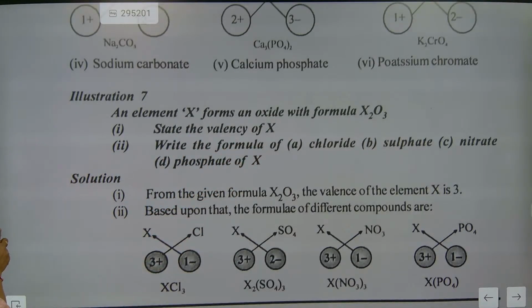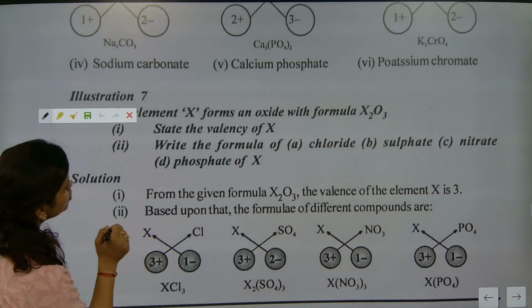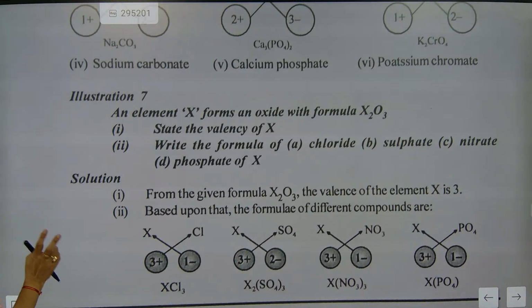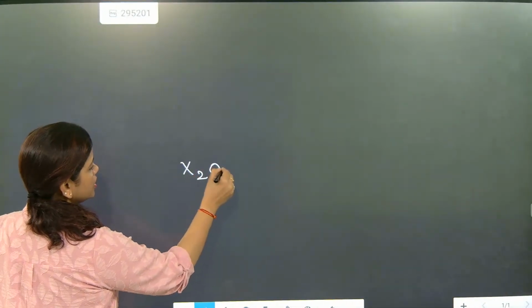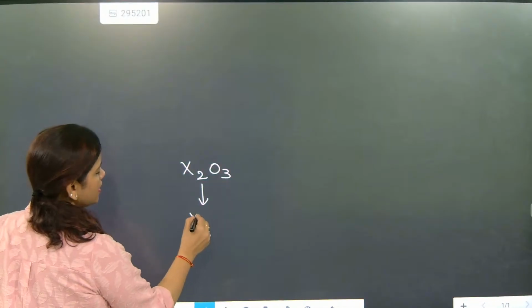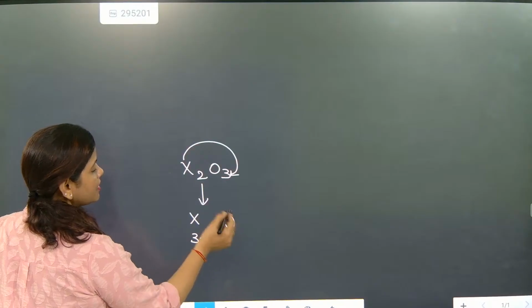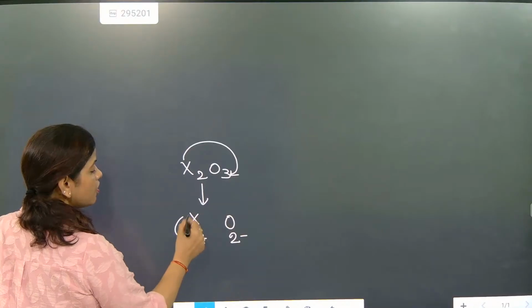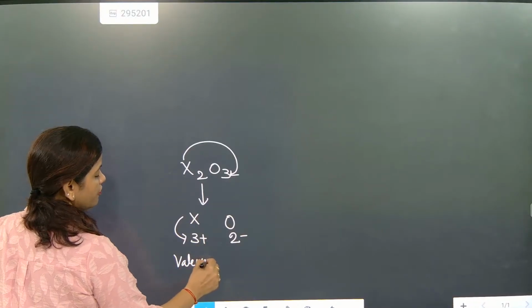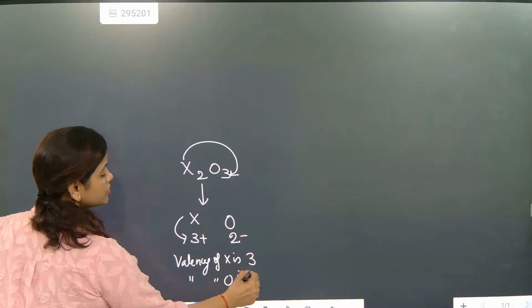Now we need to understand how we write the crisscross rule. When X2O3 is there, how is it made? Go for a flashback. That means the X part has 3 plus. The O part is electronegative, so it becomes 2 minus. So what is the valency of X? The valency of X is 3 and the valency of O is 2.